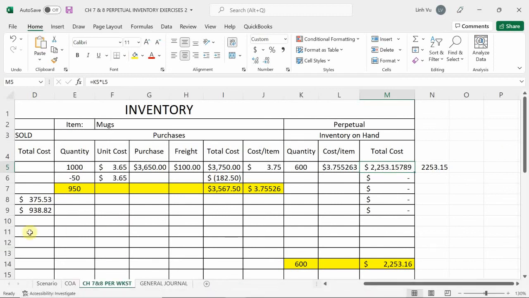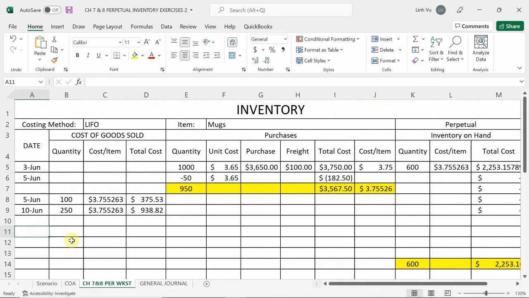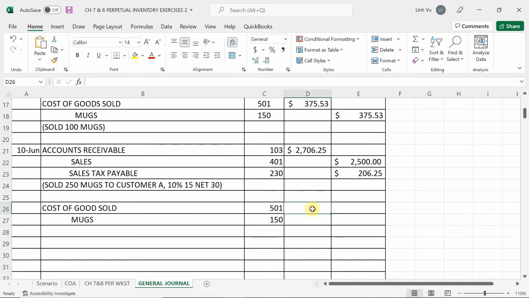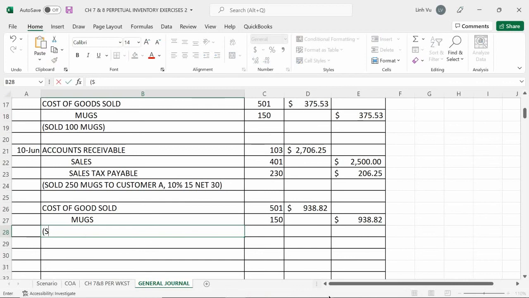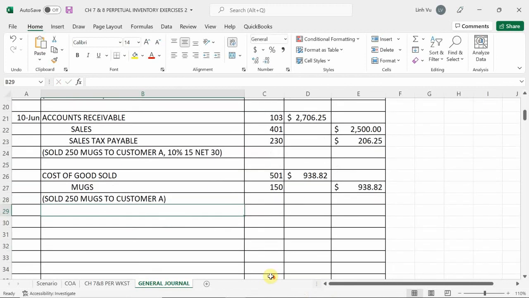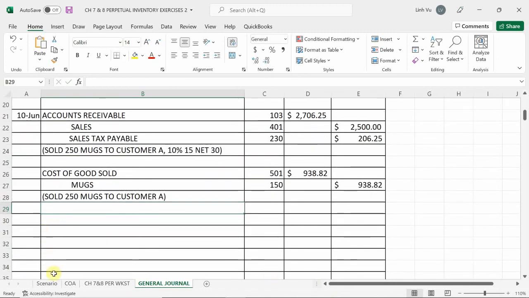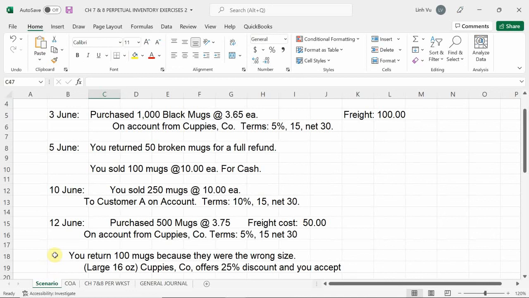Okay. So in this case, let's see what we have here. We have $938.82. And here, sold 250 mugs to customer A. All right, just in case customer A decides to return, at least we know 250 of them directly comes out from customer A's account. Okay.